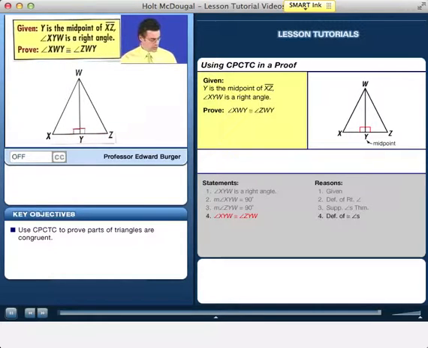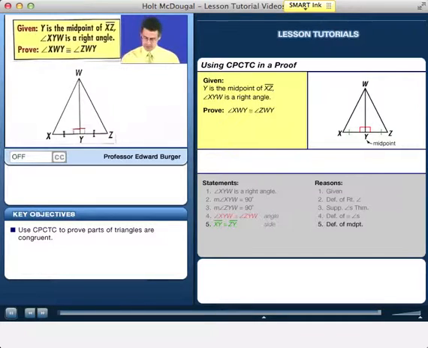What else do I know? Well, remember that we're told that Y is the midpoint of this segment. By definition of midpoint, it means that it divides up this segment into two segments having the same length. And therefore, these two line segments, XY is congruent to the line segment ZY. So I can mark that like this. Hey, now I'm making great progress because I see side, angle are congruent.